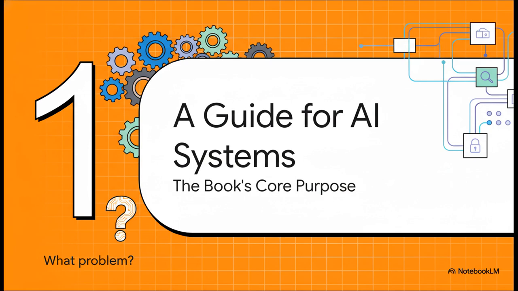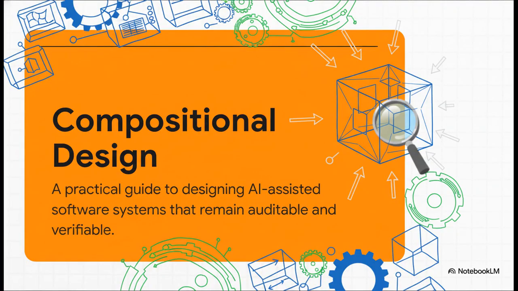All right, so let's start with the big why. What is the fundamental problem that this guide is really trying to solve? At its heart, it's all about this idea of compositional design. As we weave more AI into our software, these systems can quickly become black boxes. This guide offers a practical, engineering-focused method for designing them in a way that keeps them verifiable and auditable. It's really all about maintaining control and understanding, even as the complexity skyrockets.